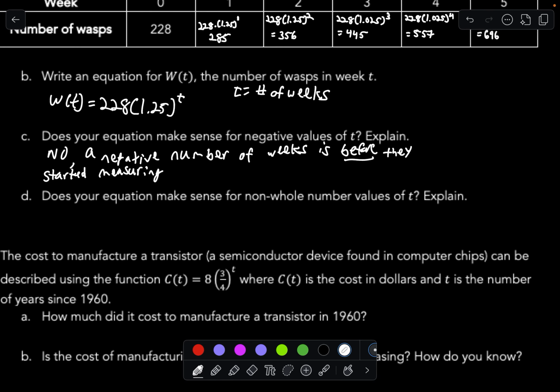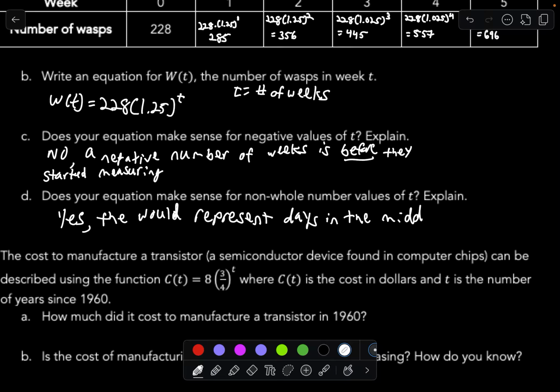Does your equation make sense for non-whole number values of T? Yes. This would represent days in the middle of the week.